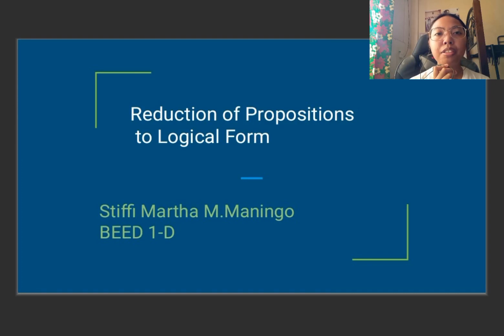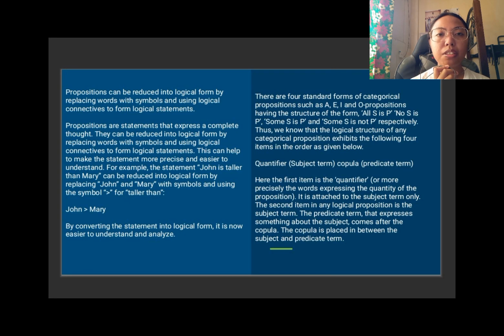Good day, everyone. I am going to talk about the reduction of propositions to logical form. First, let's talk about propositions. Propositions can be reduced into logical form by replacing words with symbols and using logical connectives to form logical statements.